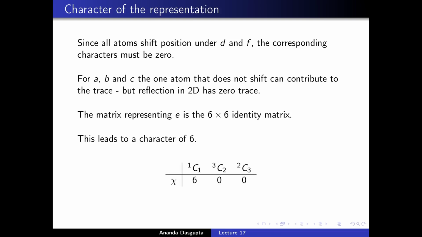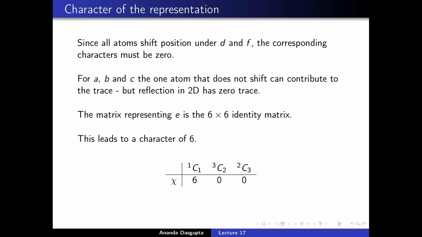Let me quickly remind you that the C1, C2, C3 that you see at the heading of the columns here are just the 3 classes. C1, the identity alone, C2, the 3 reflections, and C3, the 2 non-trivial rotations. And the 1, 3 and 2 that you see on the top left are simply the number of elements in each class. The character table for this particular representation has, of course, only one row because we are talking of only one representation, and that row has elements 6, 0 and 0.